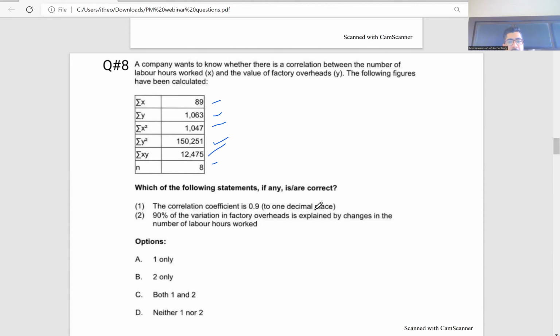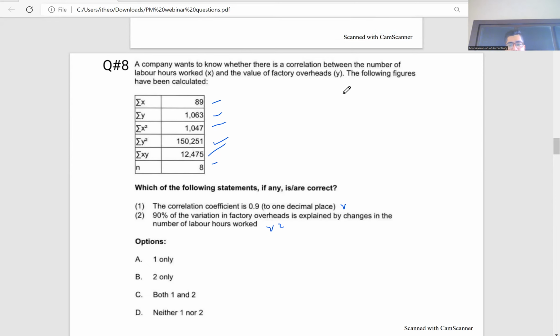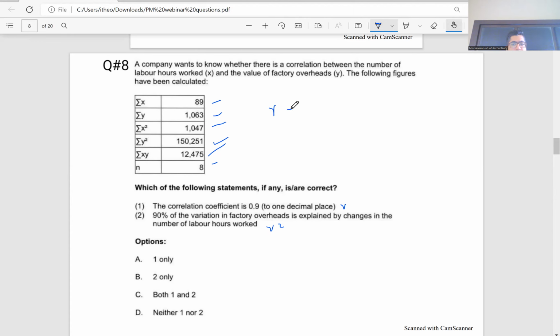The correlation coefficient is 0.9. Correlation coefficient is R. So R is 0.9, this statement, and 90% of the variation in factory overhead is explained by changes in number of hours. So variation is measured by coefficient of determination, and coefficient of determination is basically R square. So which statement is correct? Correlation coefficient R is 0.9 and determination R square is 90%. To verify, you need to find R and R square. Now the formula of R would be given in the exam.